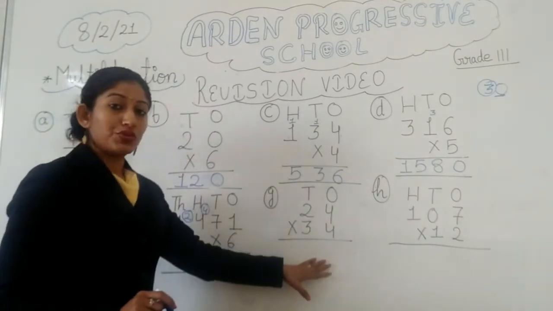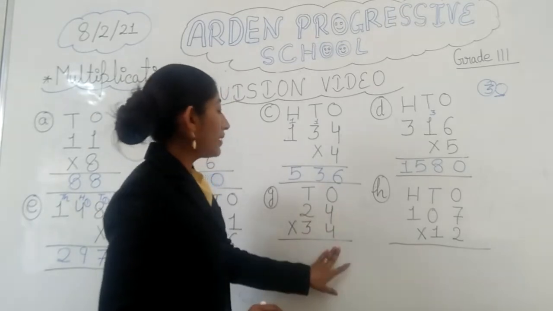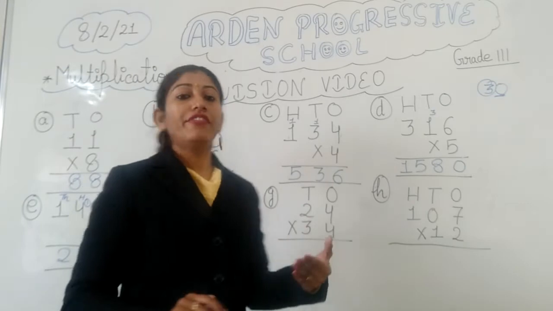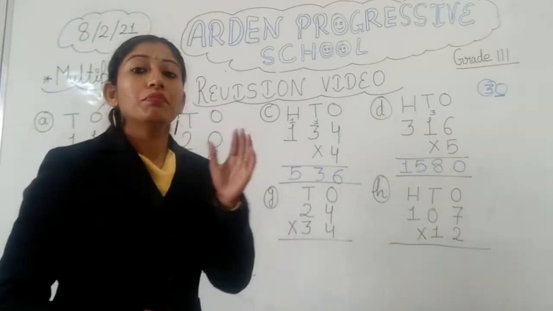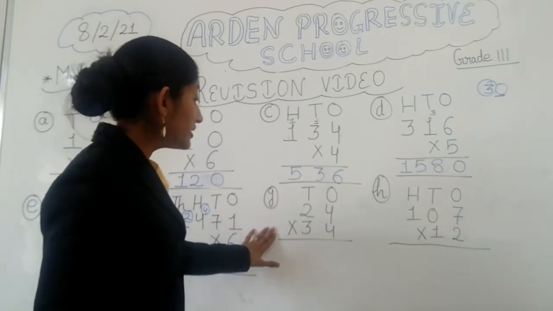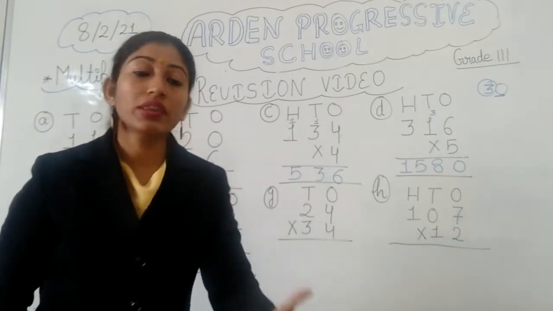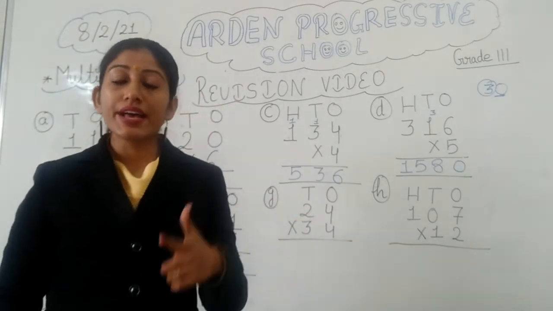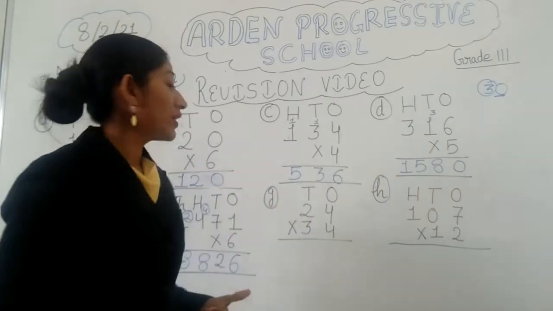Now let's solve next one. What is it? 24 multiplied by 34. Acha, first we have to notice what is the difference in this and all the ones we have done. Most important thing here is multiplier as well as multiplicand. Both are in 2 digits.